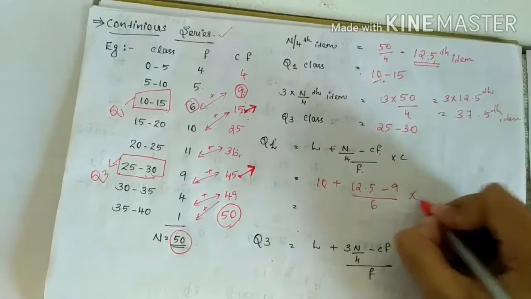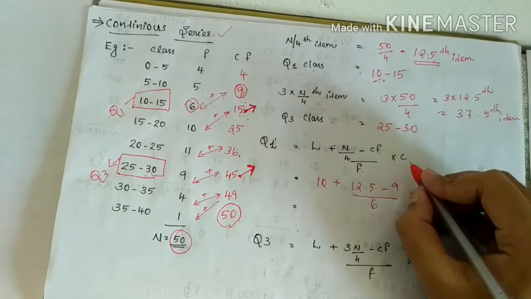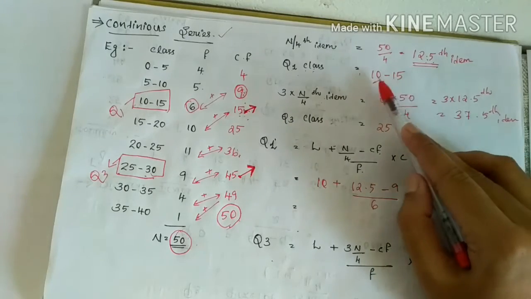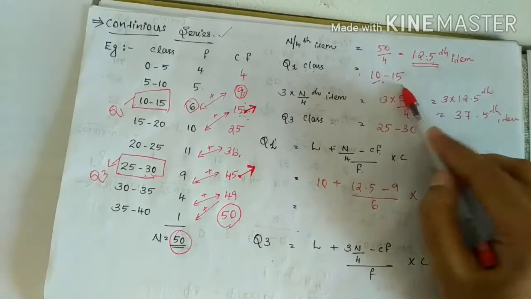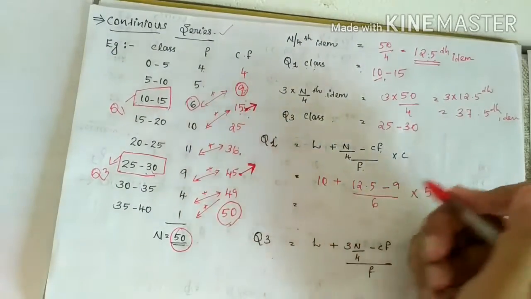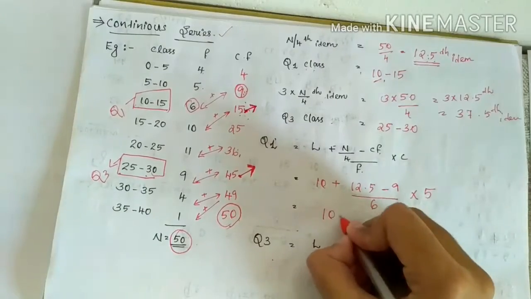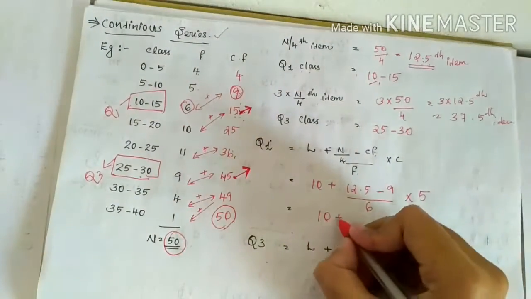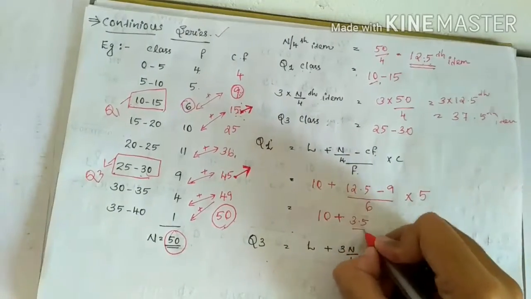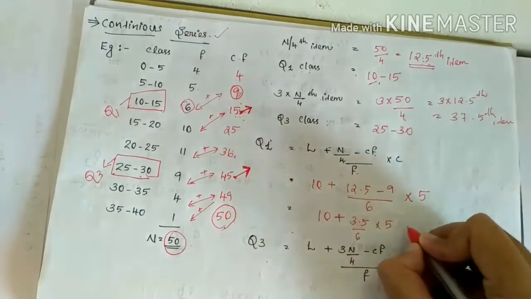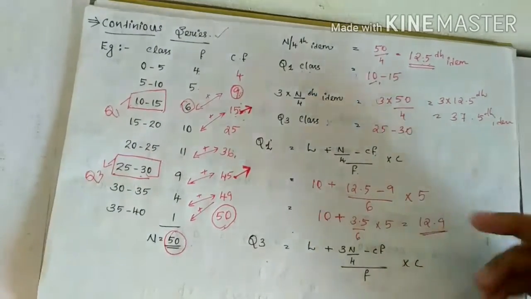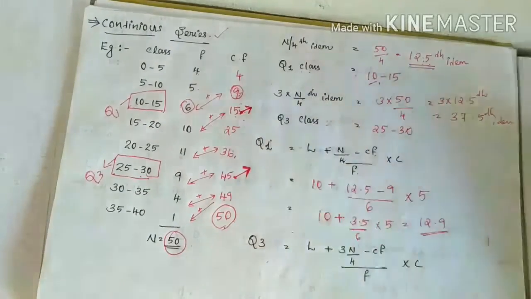6 into C. What is C? C means class interval. The class interval of the Q1 class is 10 to 15, that is upper limit minus lower limit. The class interval is 5. So it is equal to 10 plus 3.5 divided by 6 into 5, which is equal to 12.9. So the value of Q1 is 12.9.